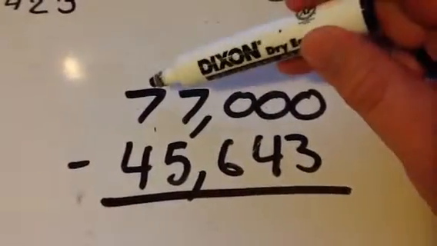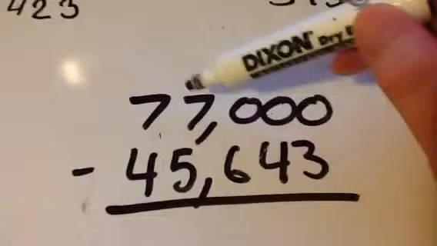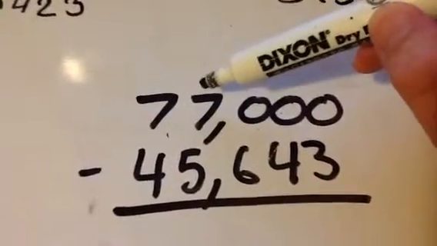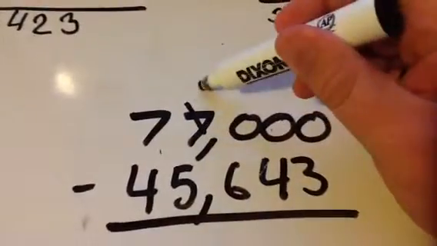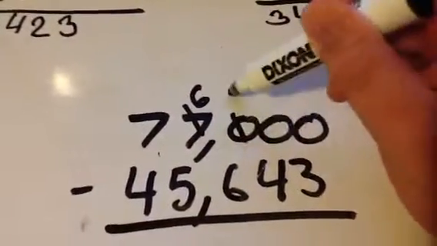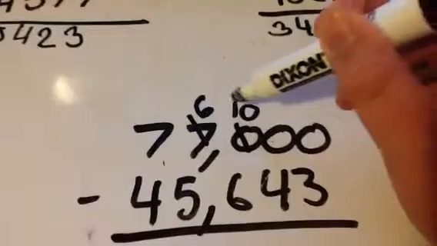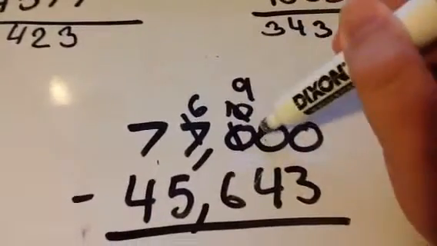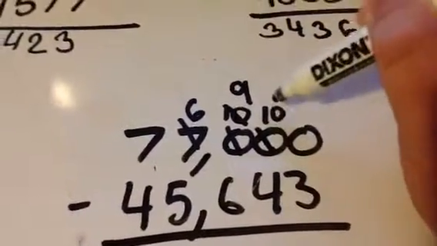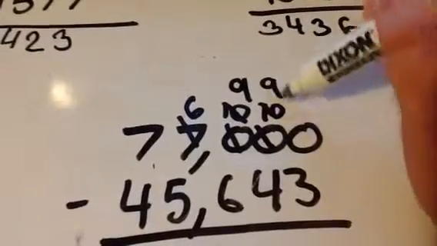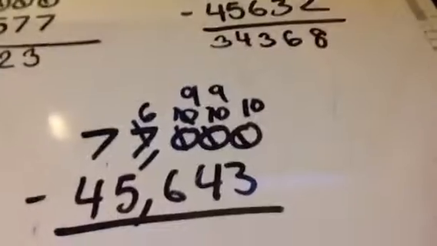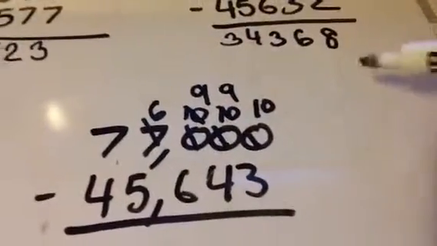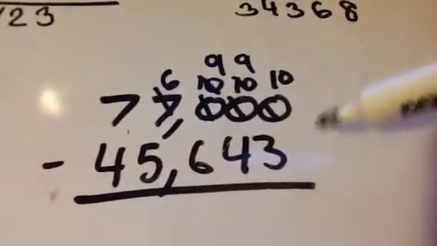So on the first two problems we were borrowing from the 10,000s. This one, the thousands, has a place value. So we're going to start here. We're going to take the 7 and make it a 6. That gets our next number a 10. We have to borrow from that, make it a 9. 10 to make it a 9. And we get to our last spot, it's a 10. So again, very similar pattern to yesterday. Now we can work out the problem.